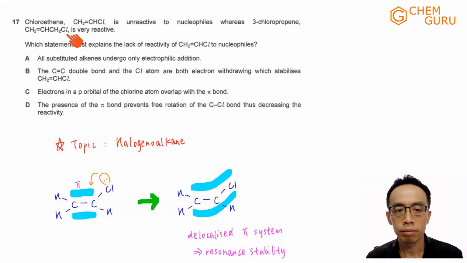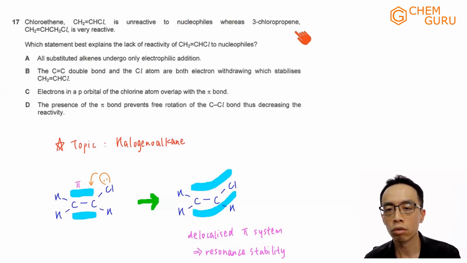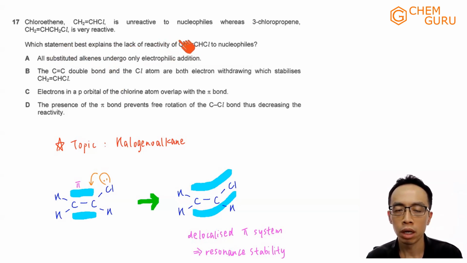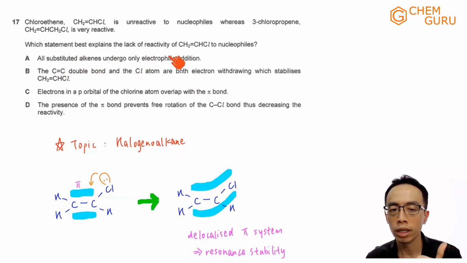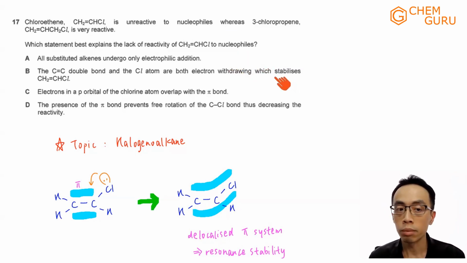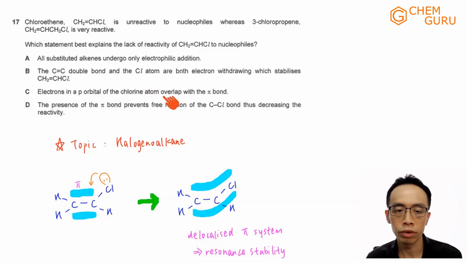Question 17. Chloroethene is unreactive to nucleophiles whereas 3-chloropropene is very reactive. So which statement best explains the lack of reactivity of chloroethene to nucleophiles? So we have 4 statements. Statement A, all substituted alkenes will undergo only electrophilic addition reaction. B, the C=C double bond and the Cl atom are both electron withdrawing, and that will stabilize the compound. C, the electrons in a p orbital of the chlorine atom will overlap with the pi bond. D, presence of the pi bond prevents free rotation of the C-Cl bond, thus decreasing the reactivity.